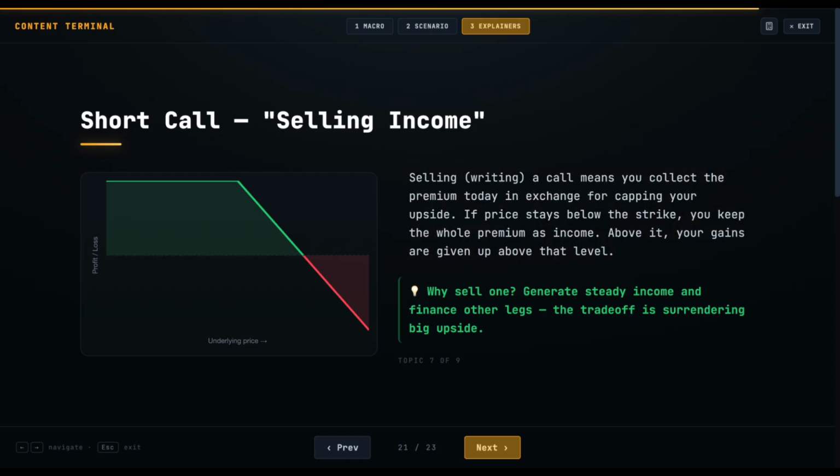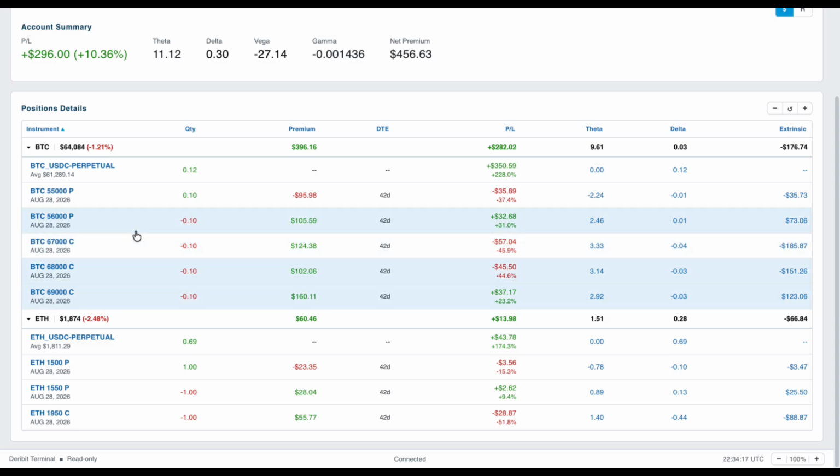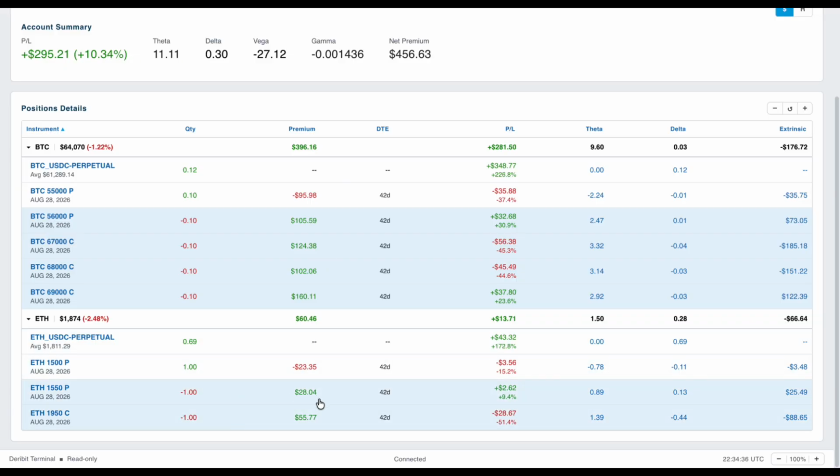All right, so that is what I'm doing here on my position. You will see all these positions here have a minus in front of it, right? Anything that has a minus in front of it here, when I open the position, that means I'm selling. And once I'm selling, this is how much premium I received. So I received $100 here, 124, 102, 160. Okay, same thing here. I sold these two positions. I received $28, $55. So that is what selling means.